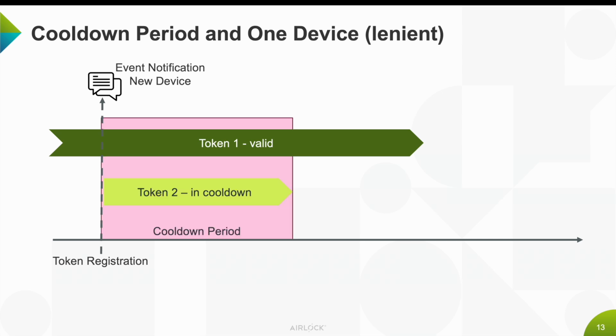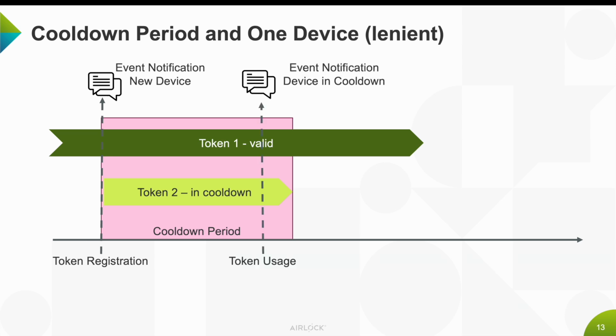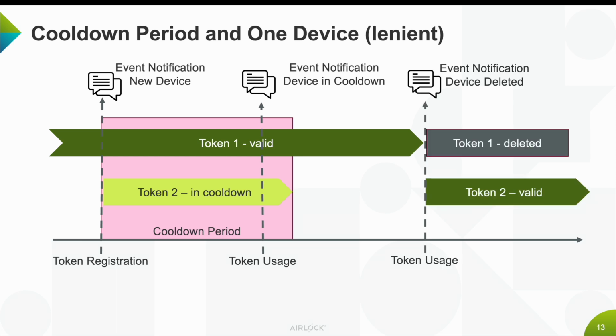And now we're in this pink period, the cooldown period, and the token 2 is in cooldown, meaning that if we're having token usage during the cooldown period, the token 2 can only be used for low risk transactions, but token 1 is still valid, so it can be used for everything. We're also issuing an event notification, just allowing you to inform the user that a device is still in cooldown during this time period. If after a certain time the cooldown period is over, we see another token usage, then we can enforce the one device strategy.